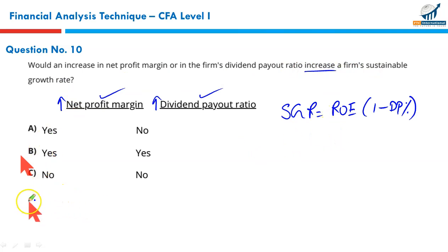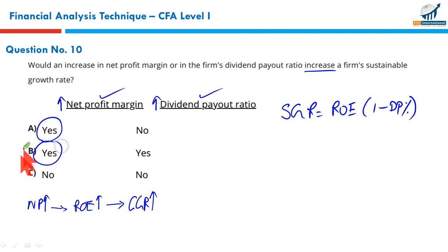If your net profit percentage goes up, net profit percentage feeds into return on equity. Your return on equity would go up. And when your return on equity goes up, there is no doubt your sustainable growth rate would go up as well, keeping other factors constant. So yes, if net profit margin goes up, your sustainable growth rate goes up. It makes sense. What about dividend payout ratio?